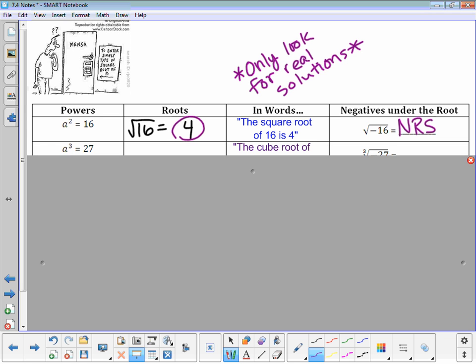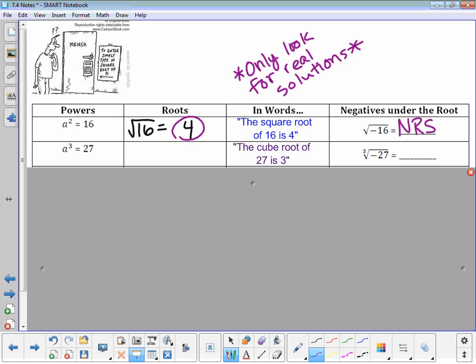Now, let's take a look at a to the third. If I have a to the third equaling 27, that means I need to take the cube root of 27. And when I take the cube root of 27, I end up getting 3. Okay, and again, that's read the cube root of 27 is 3. Now, when I have a cube root of a negative number, I actually do get a root there. There is a real solution. The cube root of negative 27 is negative 3. And the reason for that is that negative 3 times negative 3 times negative 3 is in fact negative 27. That is possible to do. So the cube root of negative 27 has a real solution.